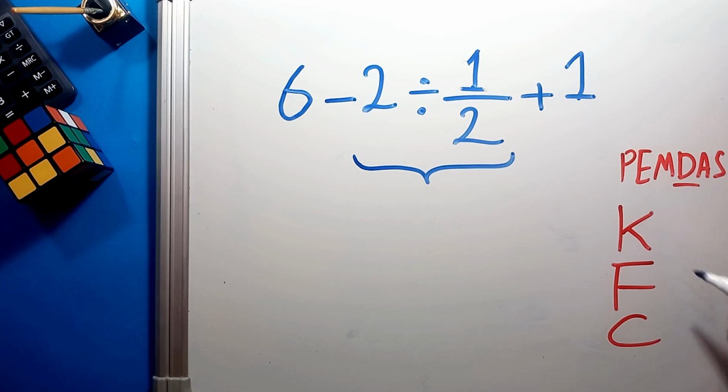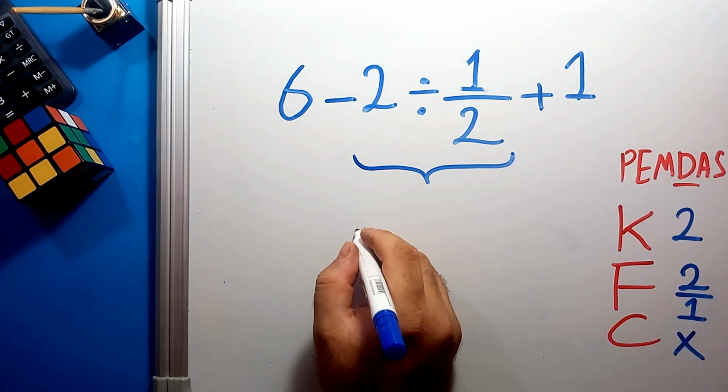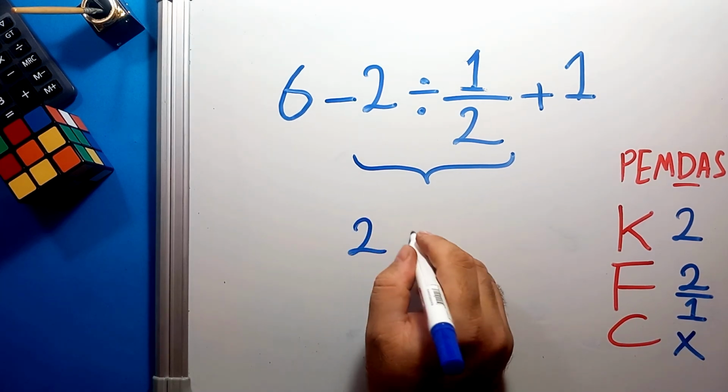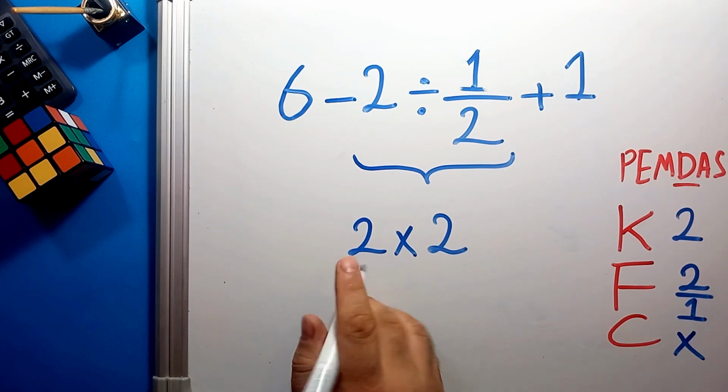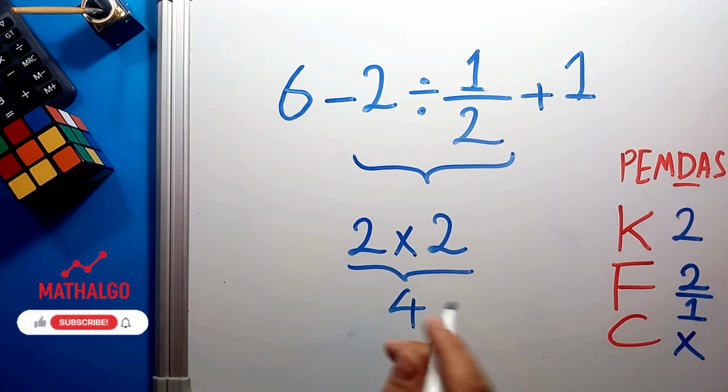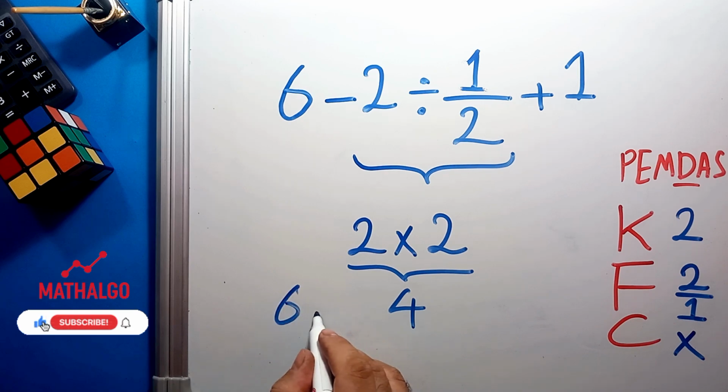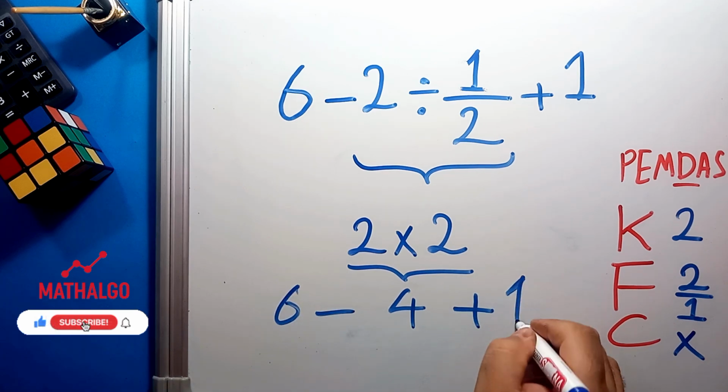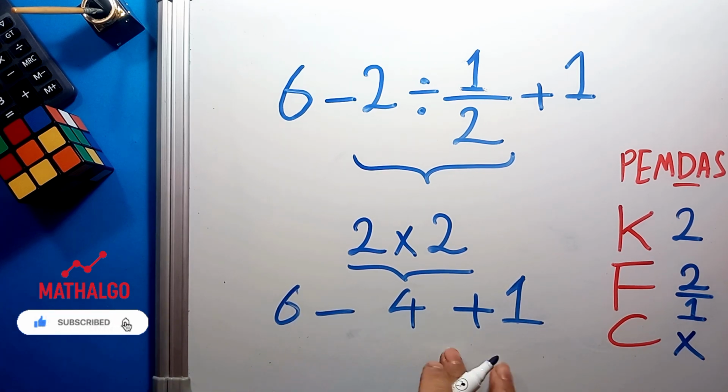Keep, flip, change. Keep the first number, 2, flip the second fraction. 1/2 becomes 2 over 1. Change division into multiplication. So 2 divided by 1/2 becomes 2 times 2, which equals 4. Now the expression becomes 6 minus 4 plus 1. Addition and subtraction have equal priority, so we move from left to right.